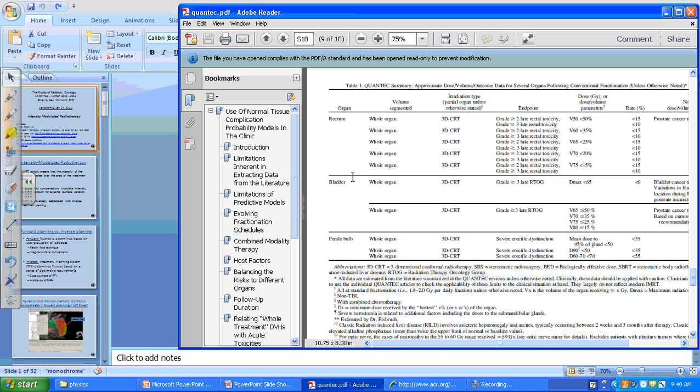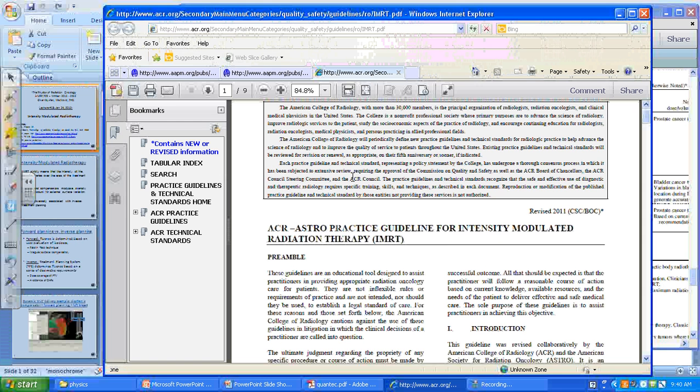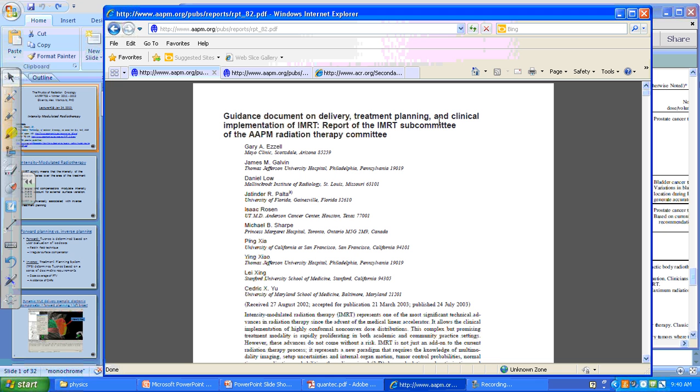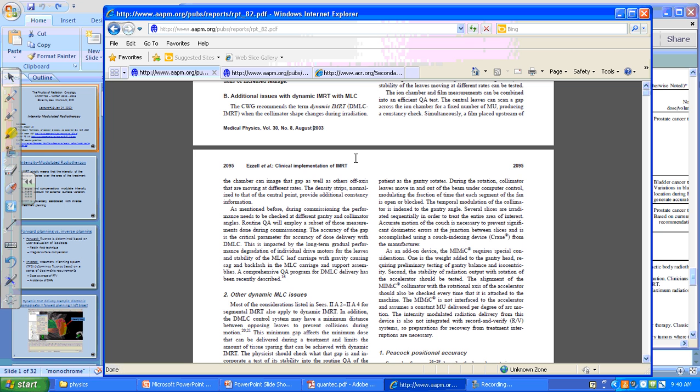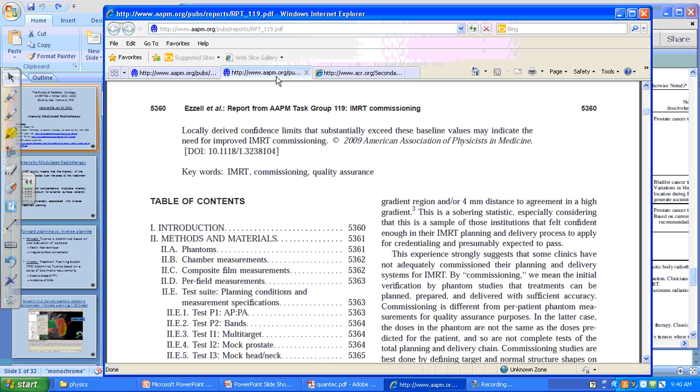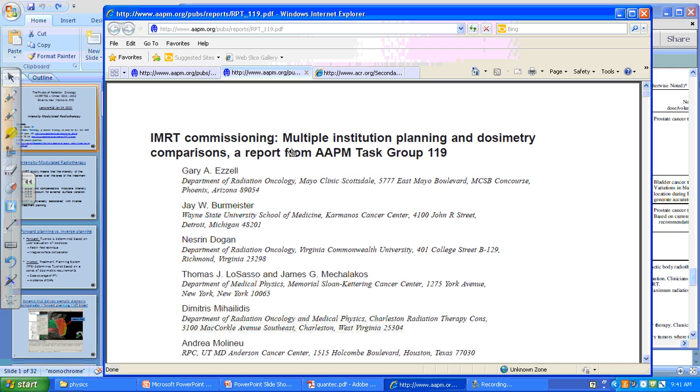Okay, so here's one. Oh, this is Quantic. This isn't it. Oh, there it is. Okay, so here are the documents that you guys need to know about. Number one, the guidance document, delivery and treatment planning and clinical implementation of IMRT. This is available from the APM reports page. This is a guidance document for IMRT. So if you want to start a program or know a little bit about IMRT, you look at this guidance document, and my talk brings up some of these topics covered in this document, which was published in 2003.